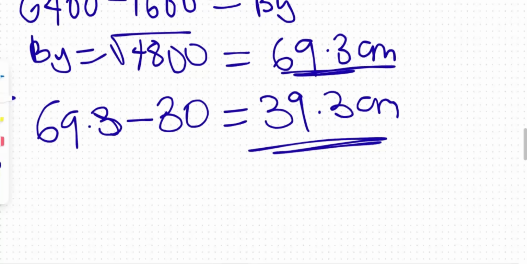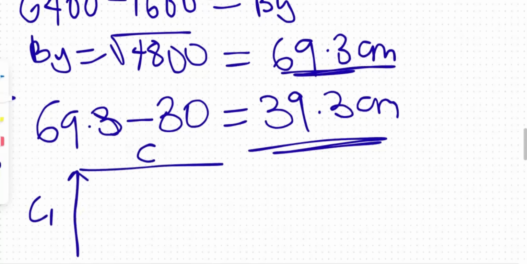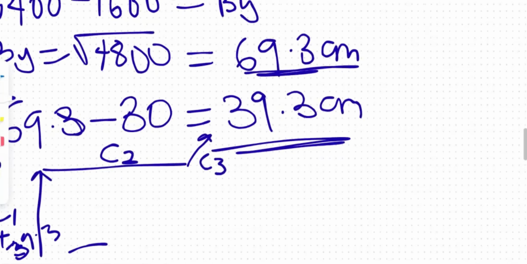Let me draw that graph again, because initially we had it as C1, then C2, then the notes of C3. So for this C1 to go further, to be C1 plus the additional 39.3 centimeter.